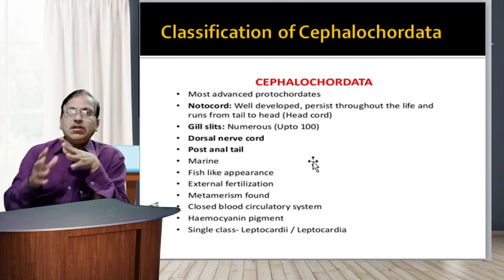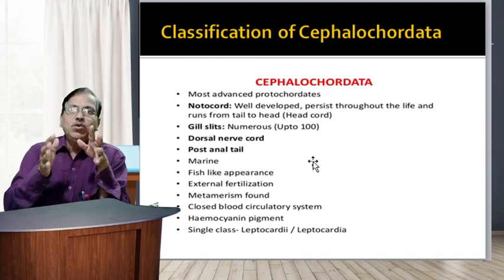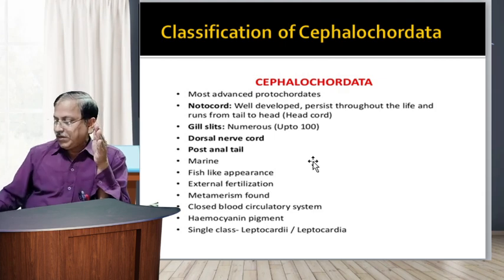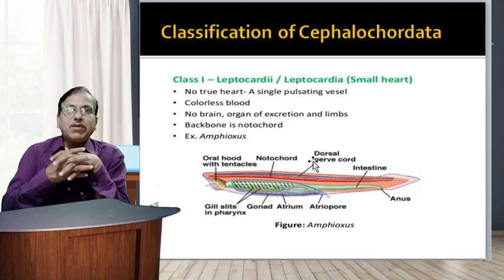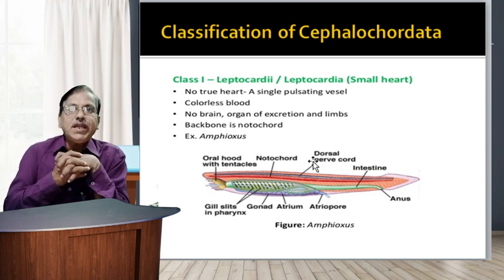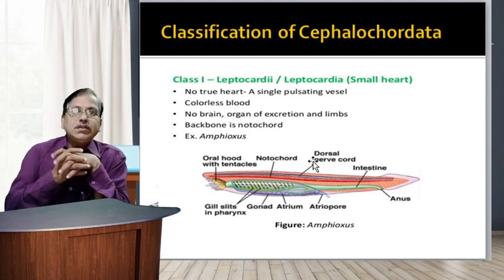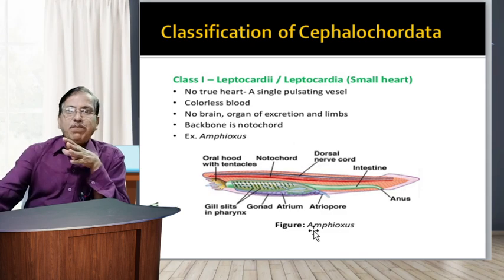Dear friends, we have covered this briefly from a point of view. We will discuss Protochordata in detail. This is an example of the class Leptocardia, which means small heart. It is the best example, Amphioxus.